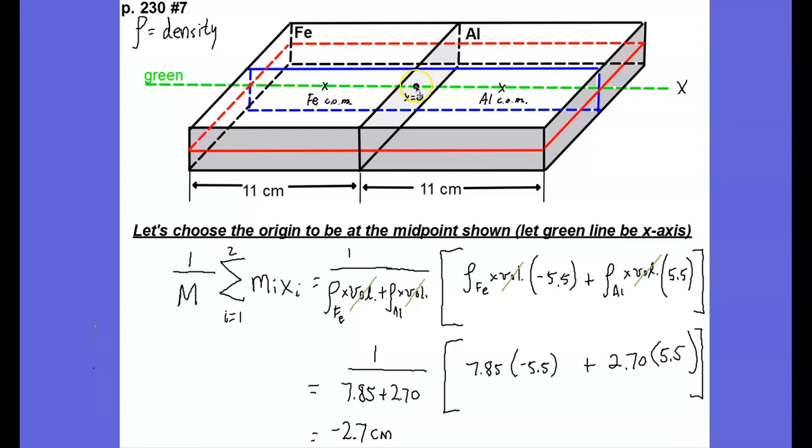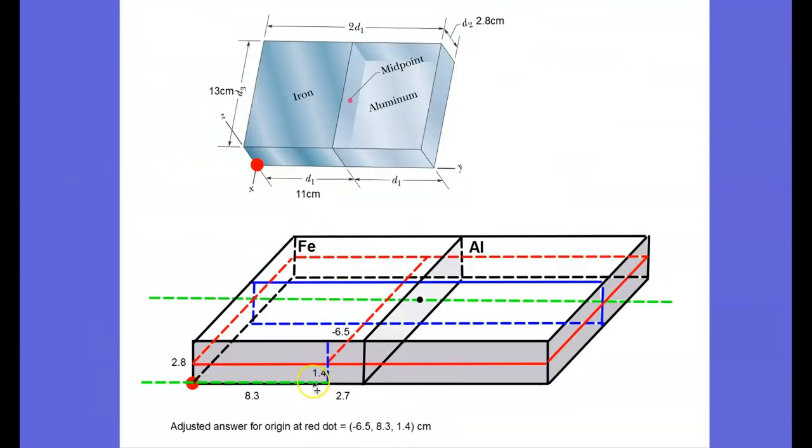So you can see that simplified things a bit, but now let's convert our answer to be here where the book indicates the origin should be. So with a little analysis, my x-coordinate is back here to the green line. So if D3 was 13 centimeters, that means my x-coordinate is negative 6.5.